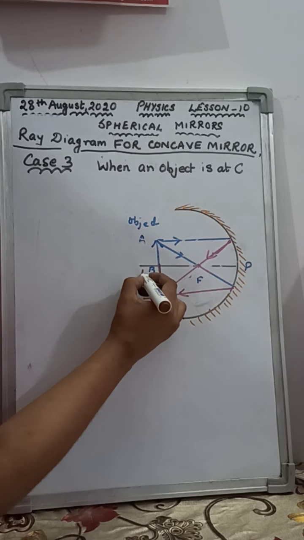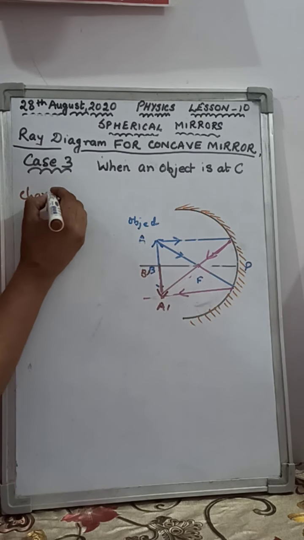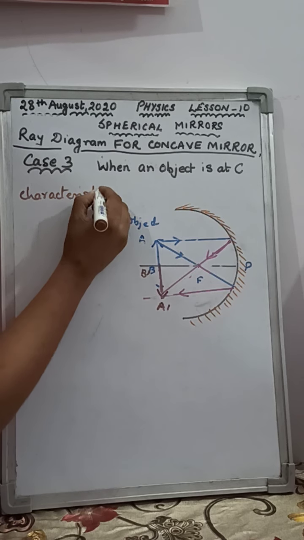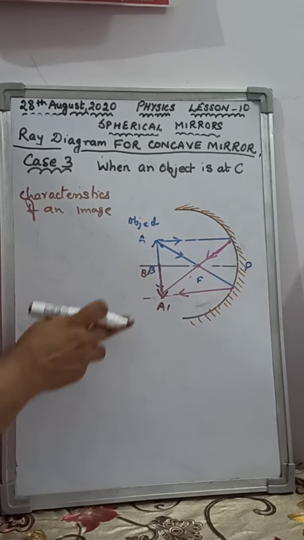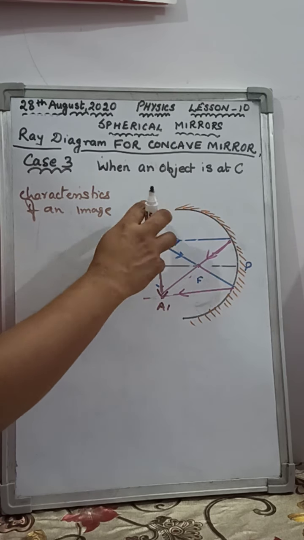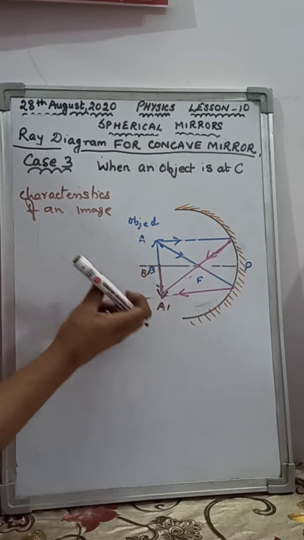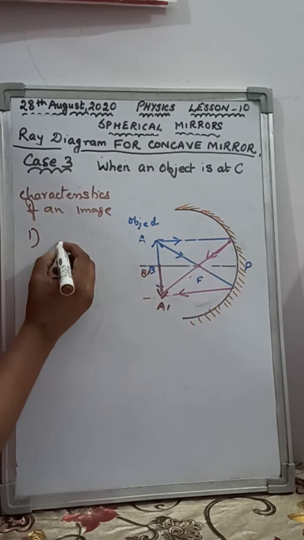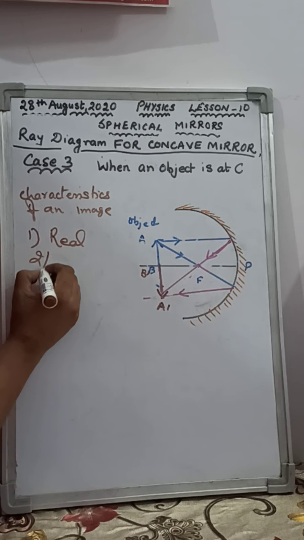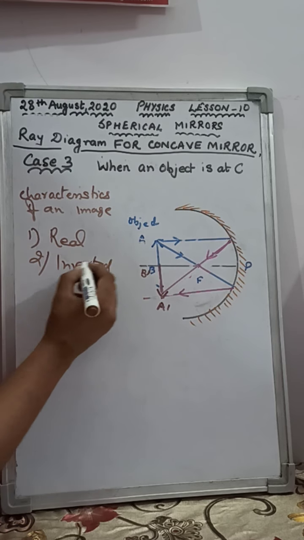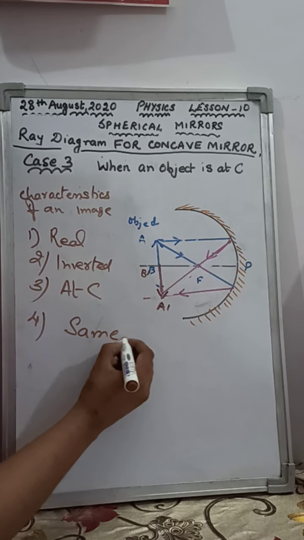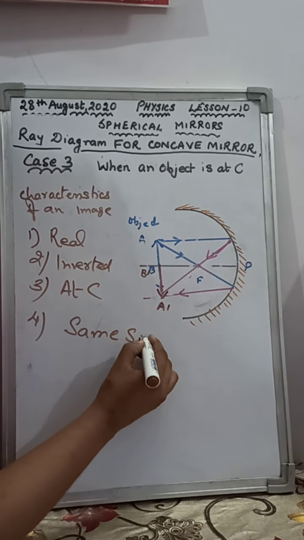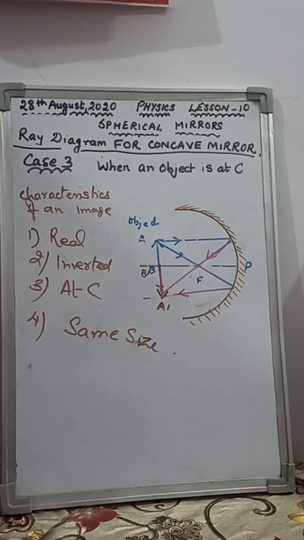A dash, B dash. So, what are the characteristics of an image when the object is placed at center of curvature? So, have you seen when the object is at center of curvature, the image is also formed at the center of curvature. Rays are actually meeting, so you will write down real image, second inverted, third at center of curvature, fourth same size. Clear? So this is the third ray diagram when the object is at center of curvature.